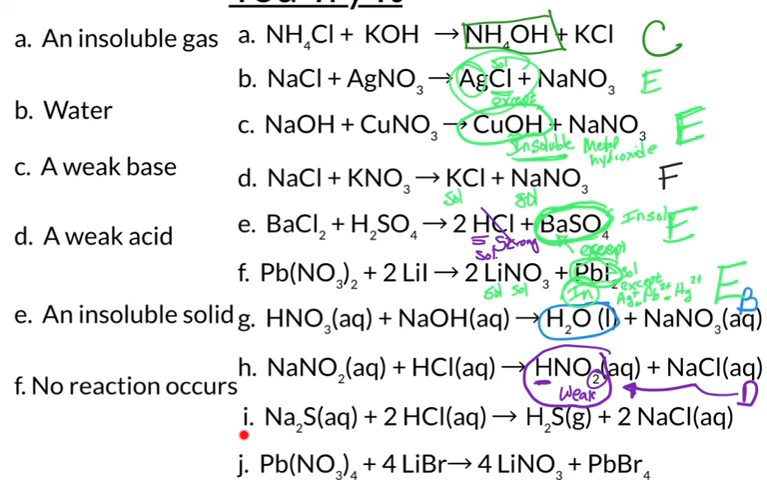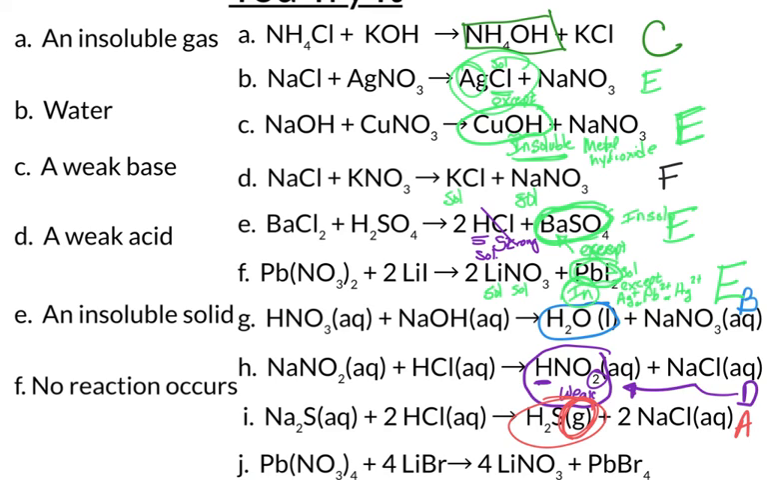Now let's go on to letter I. Question I has our two products as hydrogen sulfide and sodium chloride. The hydrogen sulfide is an insoluble gas, so we're done with this question. We know that an insoluble gas forms, and so this reaction does go to completion. We also look at sodium chloride just to check, and that one is completely soluble, so we don't have to worry about it. And our last one, letter J.